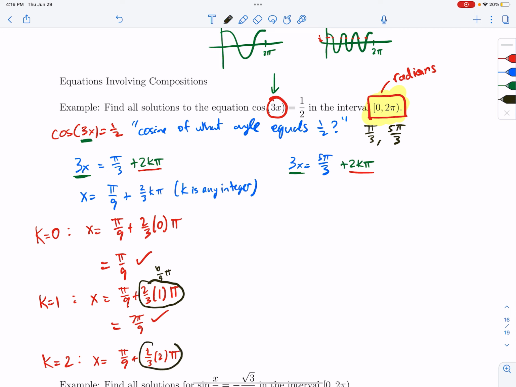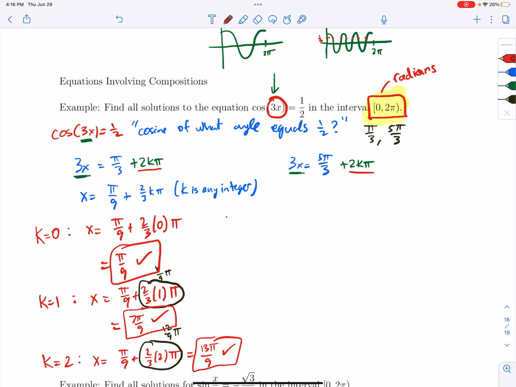This comes out to 4/3 pi, so multiplying to get a common denominator is going to be 12/9 pi. Adding that to pi over 9, I get 13 pi over 9. And that is good. This is a little bit cluttered here. Okay, so those three work.